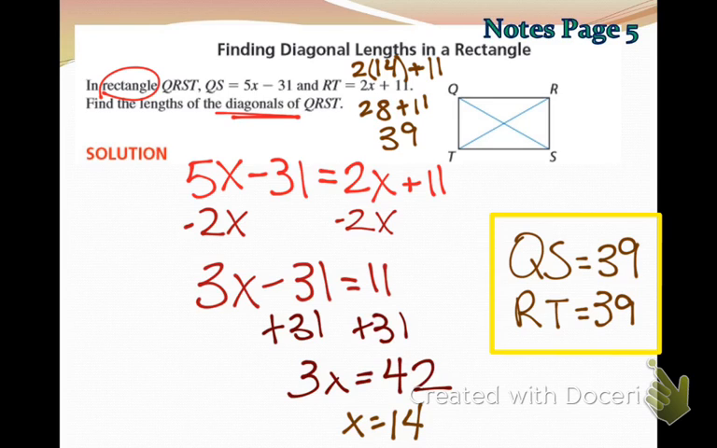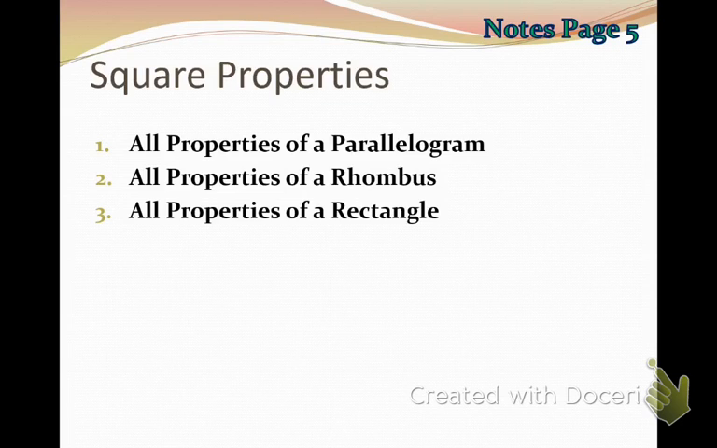The last thing we do, we've just been saying it over and over again, properties of a square. There are no new properties. So it has all the properties of a parallelogram, all the properties of a rhombus, and all the properties of a rectangle.